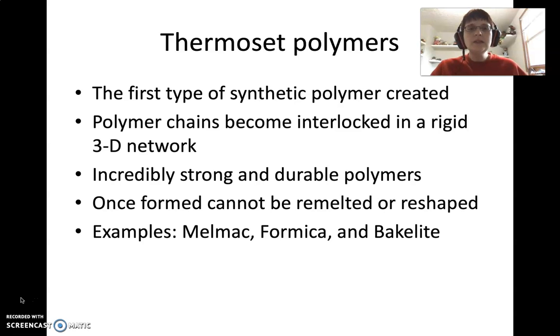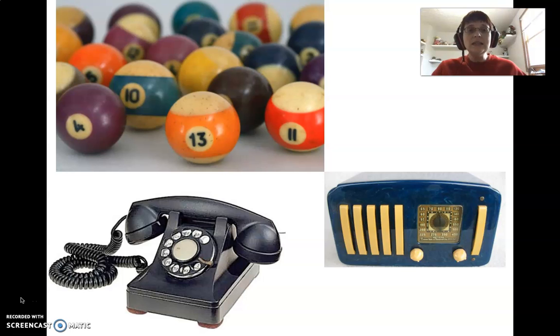So examples of these, some of these names may sound familiar. So Melmac, that one was commonly used to make different types of dishes. Formica, that one's actually still sometimes used today to make countertops. And then Bakelite. Bakelite was used very often to make different things like radios, telephones, things like that. So you may have seen some of these around. So this is the original Bakelite phone. You can still pick one of these up in some places today. This is a Bakelite radio.